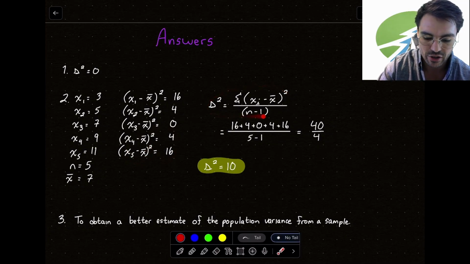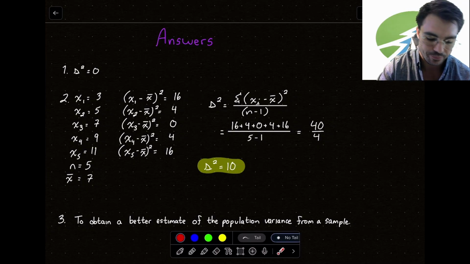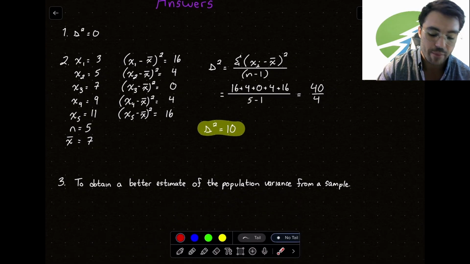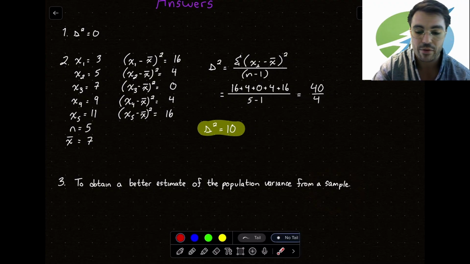Okay. Here's the equation written out. We found this whole top part. We add each of these up because that's what the summation tells us to do. 16 plus 4 plus 0 plus 4 plus 16 over 5 minus 1. Don't forget the minus 1. That gives us 40 over 4, which simplifies to 10. Our sample variance is 10. And lastly, we divide by n minus 1 instead of n to obtain better estimates of the population variance from a sample. We divide by n minus 1 again because it's a sample.